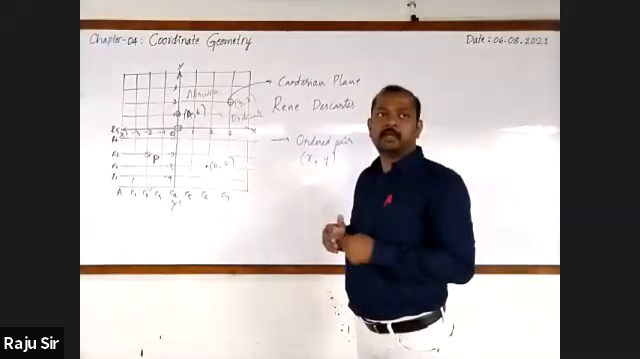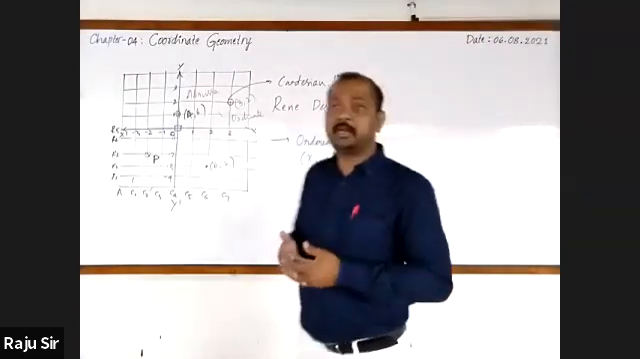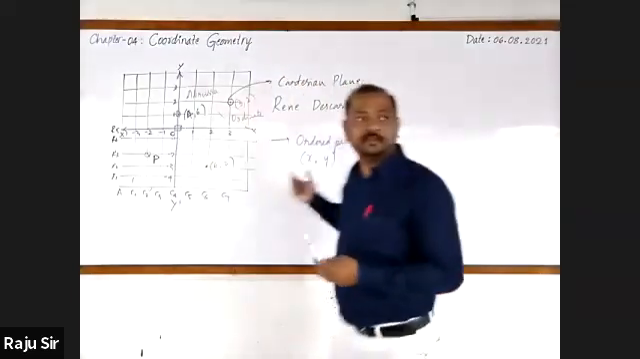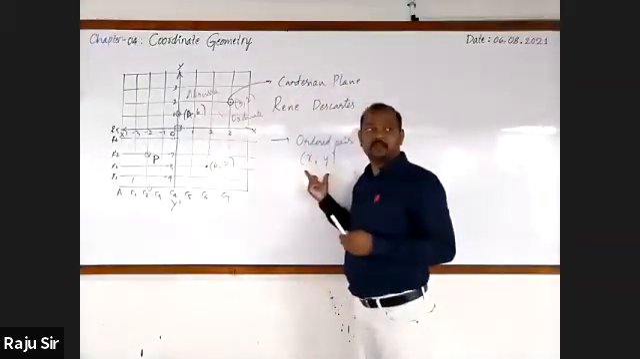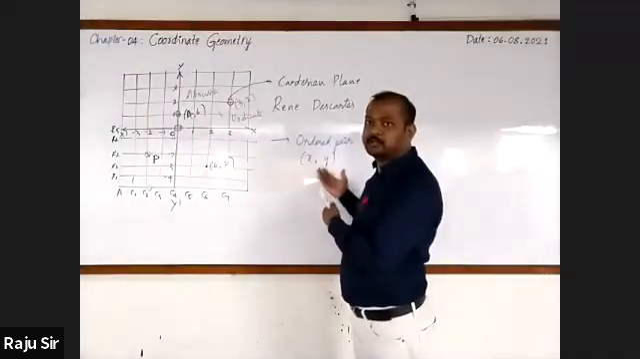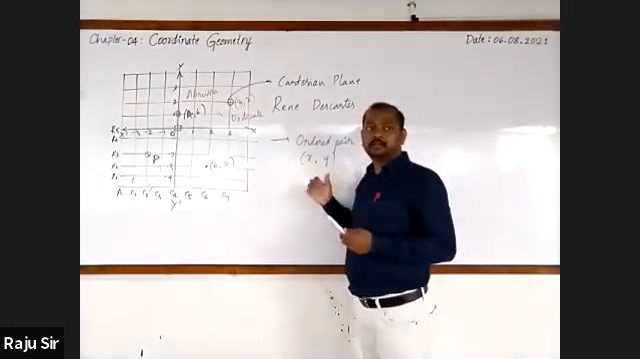Can we write y comma x? No, sir. You can also write y comma x, but the whole world is following this order. First, always we take the x coordinate, then the y coordinate. That is abscissa, then ordinate. Clear?